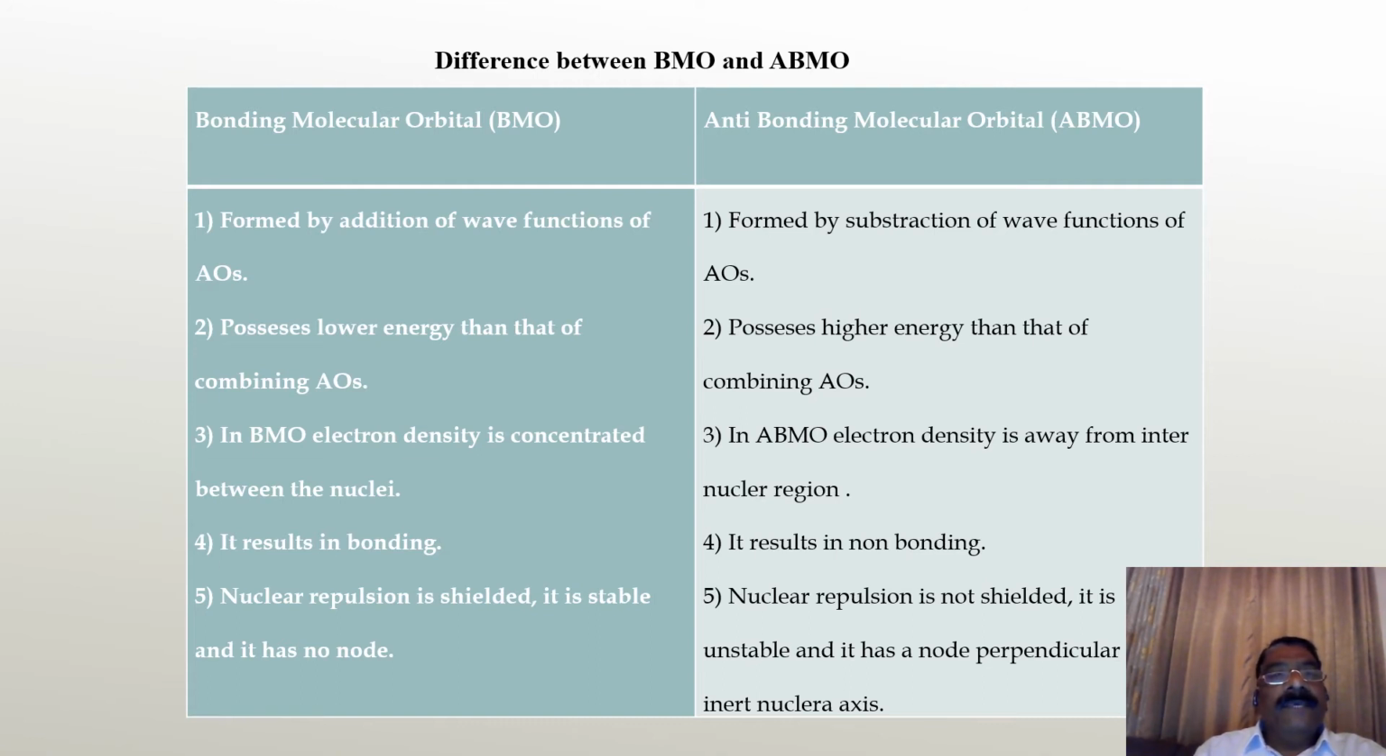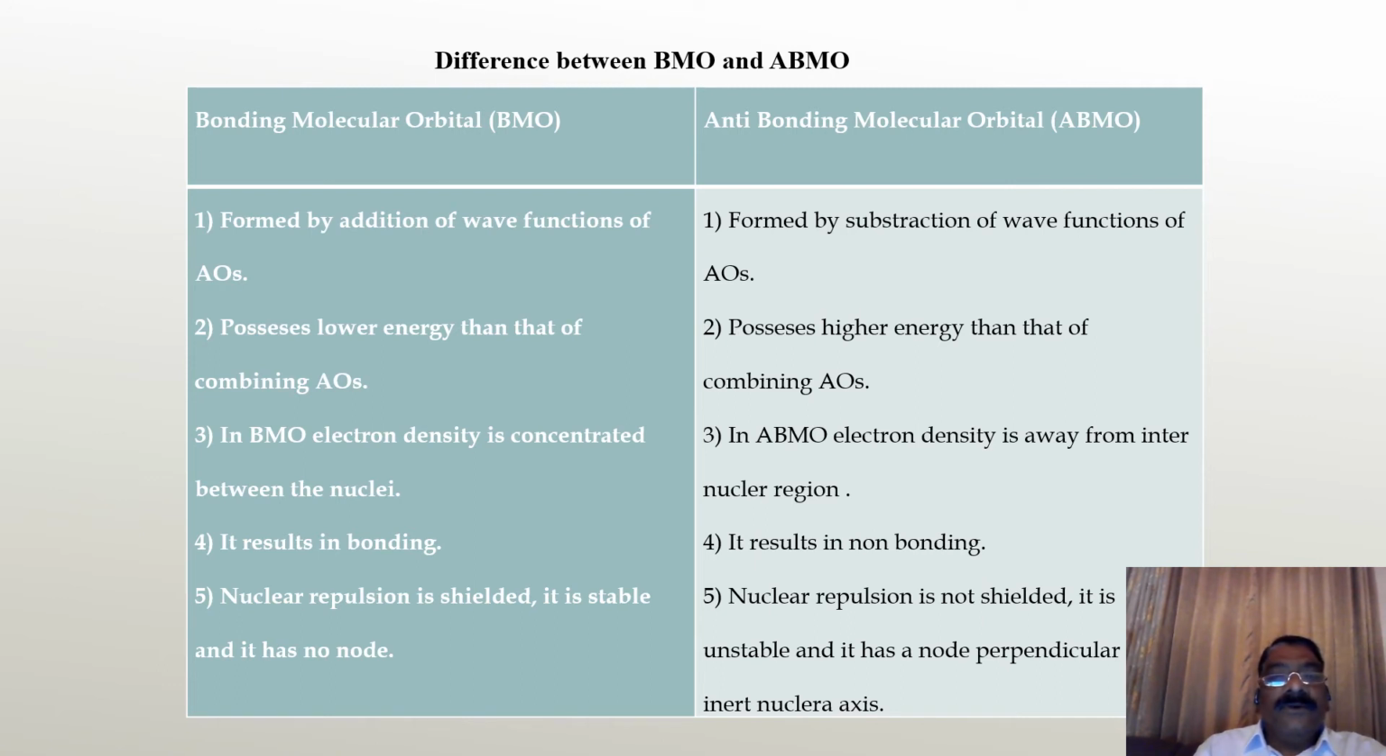BMO is formed by the addition of wave functions of atomic orbitals, while ABMO is formed by the subtraction of wave functions of atomic orbitals. BMO possesses lower energy than that of the combining atomic orbitals, while ABMO possesses higher energy than that of the combining atomic orbitals. In BMO, electron density is concentrated between the nuclei. In ABMO, electron density is away from the internuclear region.